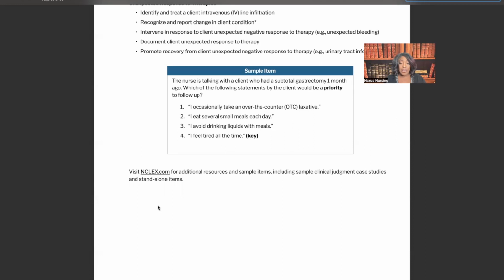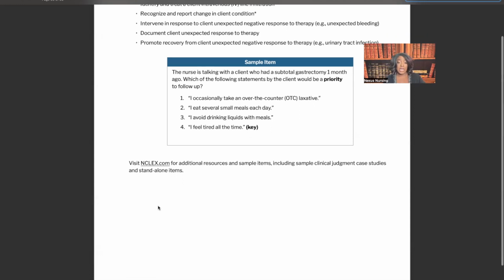3, I avoid drinking liquids with meals. Absolutely. Why? We want to avoid dumping syndrome. Look at what they had, a subtotal gastrectomy. So the correct answer here is I feel tired all the time. We're going to assess that further, see if there's some blood loss going on or if that patient is anemic.